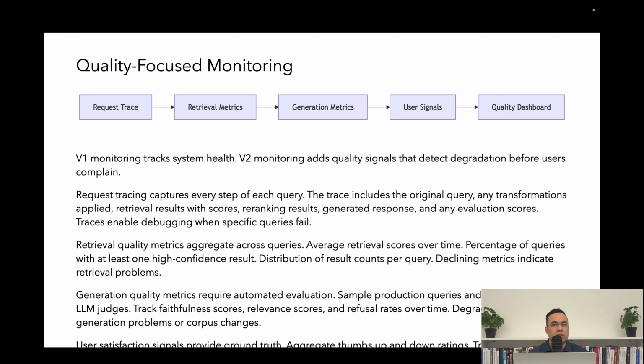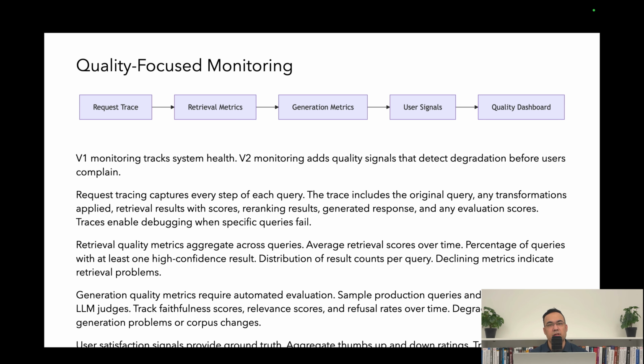Now let's talk about monitoring that goes beyond system health. Request tracing captures every step of each query. The trace includes the original query, transformations, retrieval results, and generated response. Traces enable debugging. Retrieval quality metrics aggregate across queries: average retrieval scores over time, and percentage of queries with high confidence results. Generation quality metrics require automated evaluation: sample production queries and run them through LLM judges.